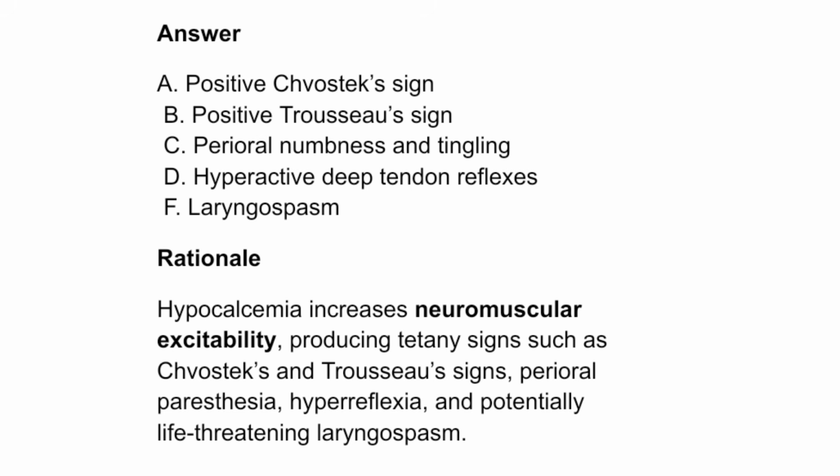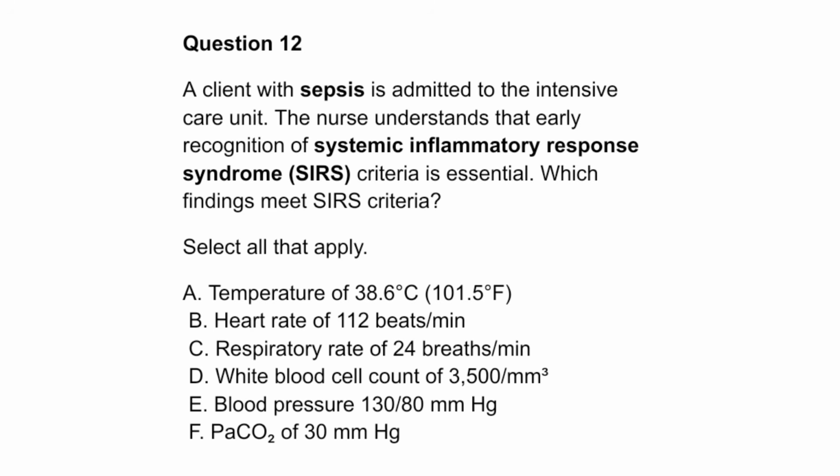Answer: A. Positive Chvostek's sign. B. Positive Trousseau's sign. C. Perioral numbness and tingling. D. Hyperactive deep tendon reflexes. F. Laryngospasm. Rationale: hypocalcemia increases neuromuscular excitability, producing tetany signs such as Chvostek's and Trousseau's signs, perioral paresthesia, hyperreflexia, and potentially life-threatening laryngospasm.